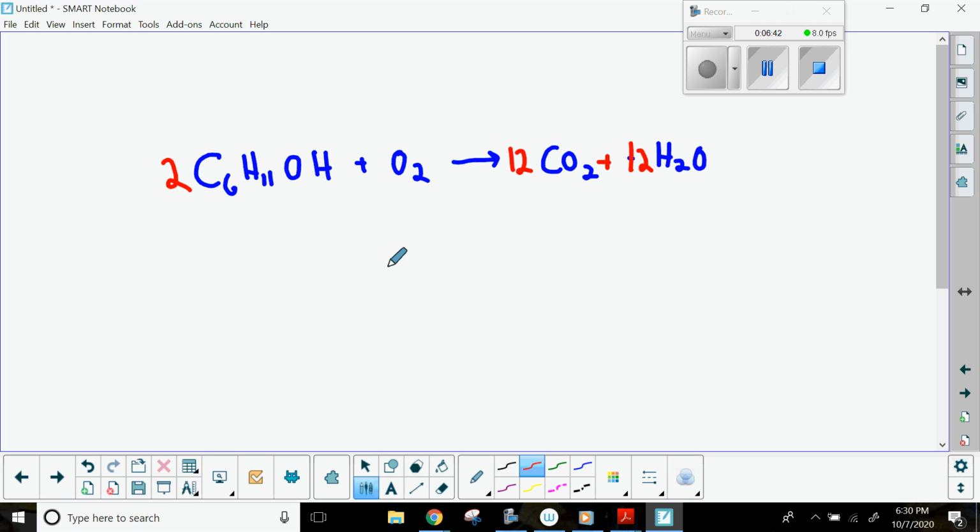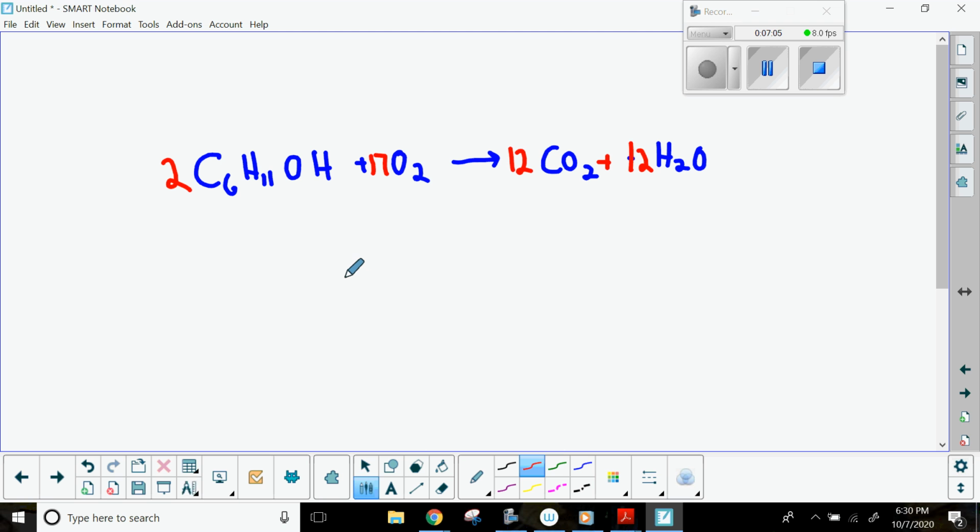So now I've got 24 plus 12 makes 36 oxygens on the right. I've got 36 minus 2 makes 34 oxygens. So minus these 2 makes 34 oxygens. 34 divided by 2 makes 17. So there's my balanced chemical equation.